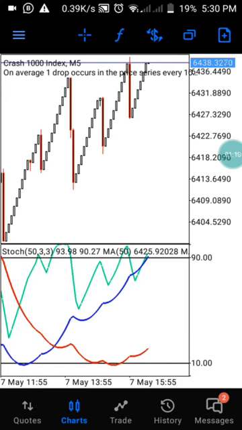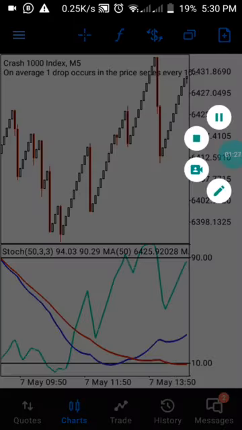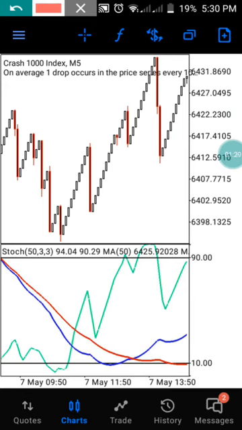Before I show you the settings of this strategy, let me show you how it works. What you need to identify is your oscillator, which is the green line here, and your two moving averages, which are the moving average 50 and the moving average 100. Don't worry, I'm going to show you the settings of this strategy. Just watch this video to the end and listen to the rules that guide it.